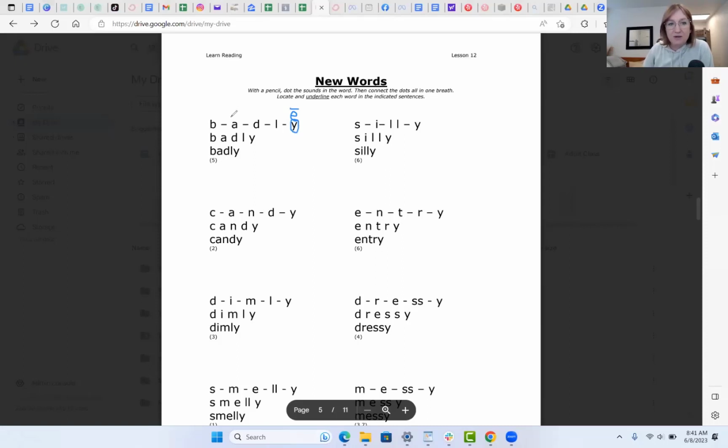I know that this A is going to say A because the next two letters are consonants. So when we pencil read this word, we have B, A, D, L, E, badly, badly. All right, I'll go ahead and be quiet while you work on this next one.